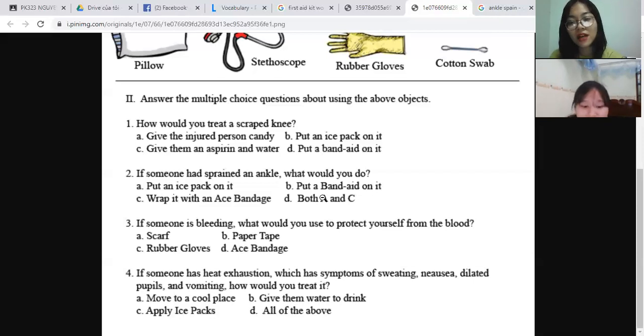Is this correct? This one is something a normal person can do. You do not have a bandage or anything else, right? So you use a scarf, all right? Okay, so this one is something a normal person can do, right? Okay, I see.